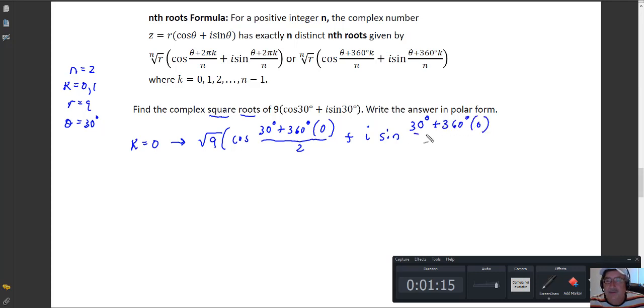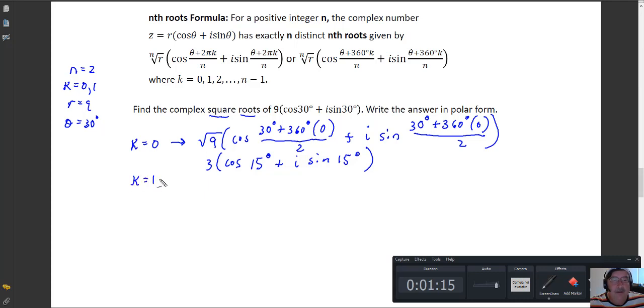So this will always be the same over here. And then this is your first of 2 square roots of this complex number. So the square root of 9 is 3 times the cosine of 30 degrees plus 360 times 0, which is 30, divided by 2 would be 15 degrees, plus i sine 15 degrees. So this is one answer. If they're after square roots, you're going to have 2 answers, cube roots 3 answers, fourth roots 4 answers, and so forth. All right, so let's go ahead and keep going here.